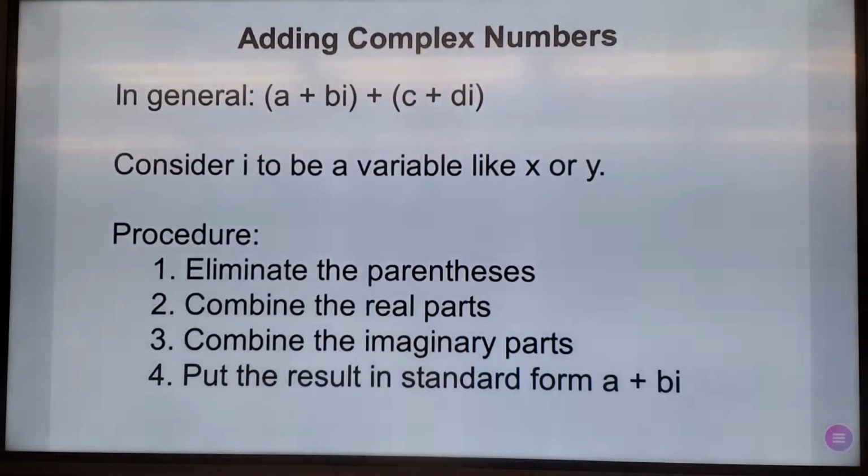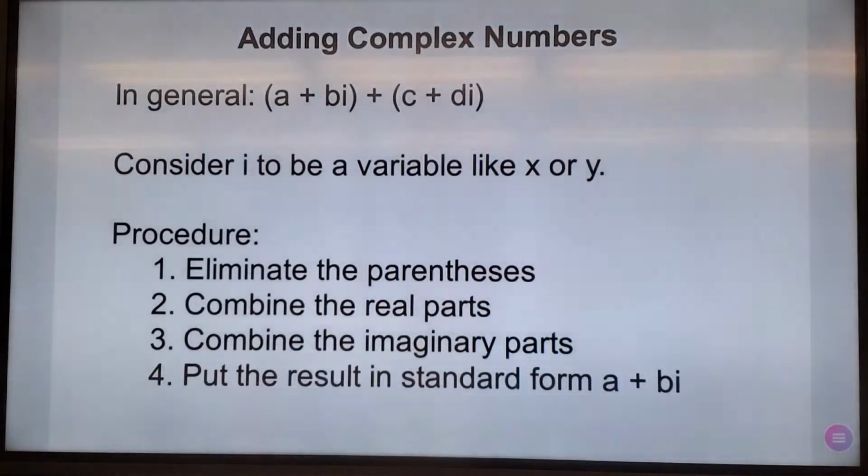Okay, operations we're going to look at: we are going to add, subtract, multiply, and divide. So we're going to do all 4 operations in mathematics with complex numbers. In general here, I have 2 sets of parentheses, again 2 binomials, the quantity A plus BI plus the quantity C plus DI. And we're going to consider I to be something similar to a variable. So call it X or Y, but don't change it.